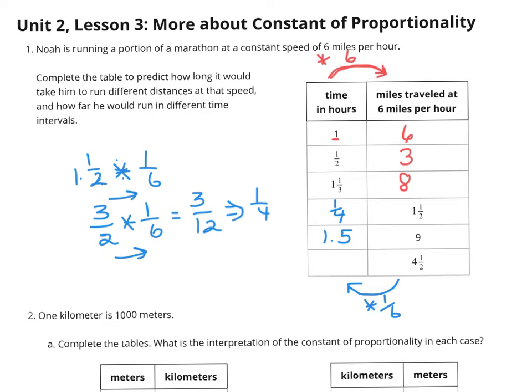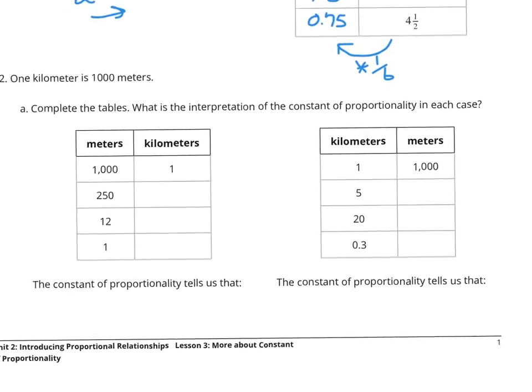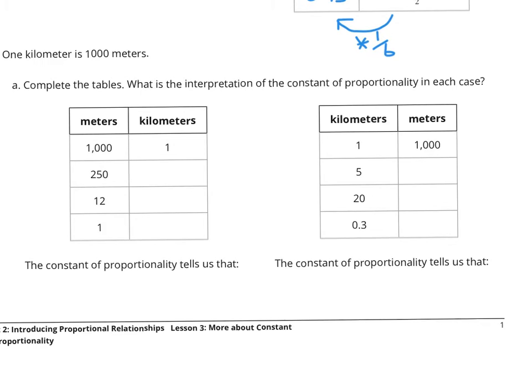If I do 4.5 divided by 6, I get 3/4, or 0.75. And I don't mind if you answer in fraction or decimal there. Okay. Next question, complete the tables and interpret the constant of proportionality.